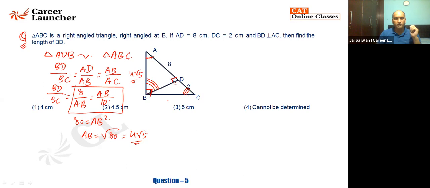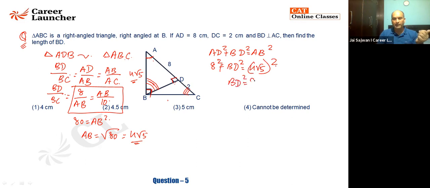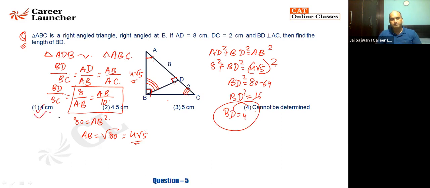Now you want to find out the length of BD. Very easy. Pythagoras theorem is what you are going to apply. You know AD square plus BD square is equal to AB square. How much is AD square? That is 8 square. How much is BD square? I don't know, that is what we need to find out. What is AB square? That is 4 root 5 whole square, which is 80. So BD square is equal to 80 minus 64. That comes out to be 16. BD square is 16. Can I say BD is equal to 4, my dear? My answer is coming out to be 4. Is that fine, everyone? Please confirm.